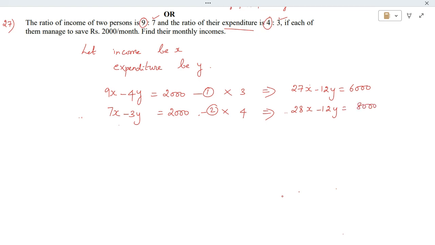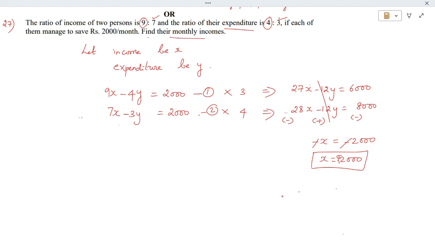So my aim is to eliminate y. So I have to subtract these two equations. So change the sign of all the terms of the second equation. Now minus 12y plus 12y will get eliminated. 27x minus 28x is minus x. 6000 minus 8000 is minus 2000. So cancel the negative on both sides. So x is rupees 2000.